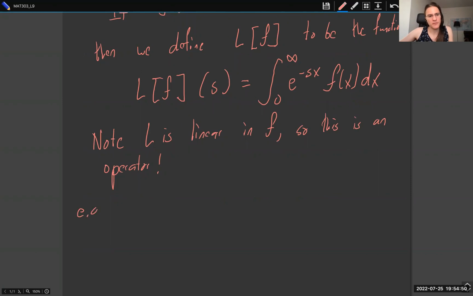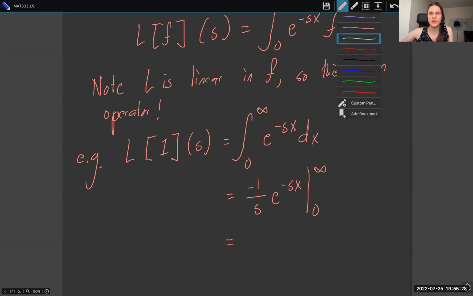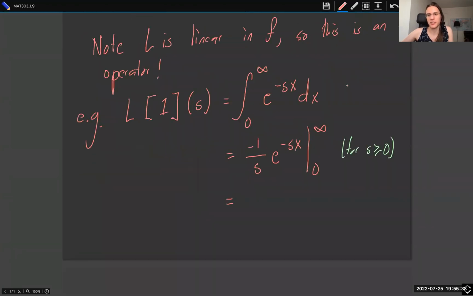Let's do one example. What's the Laplace transform of the function 1? So this is going to be some function of s, and it's going to be the integral from 0 to infinity of e to the minus sx times 1 dx. And we can write that as minus 1 over s e to the minus sx evaluated between 0 and infinity. Now, this only makes sense when s is positive, so for s greater than or equal to 0. So the domain of this function is only going to be values greater than or equal to 0 as well.